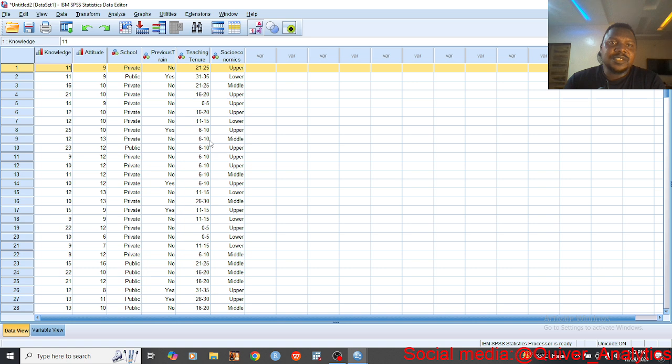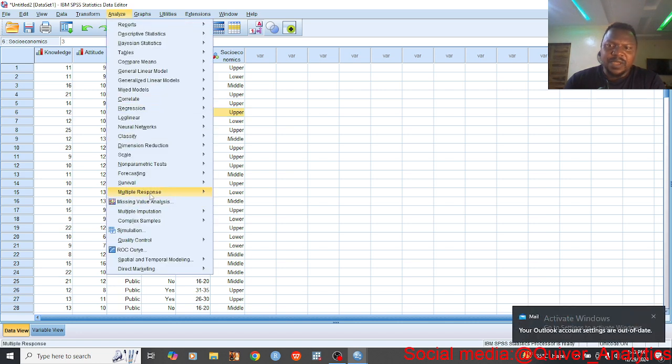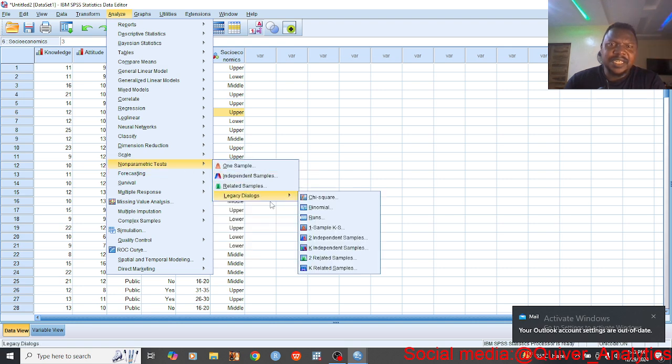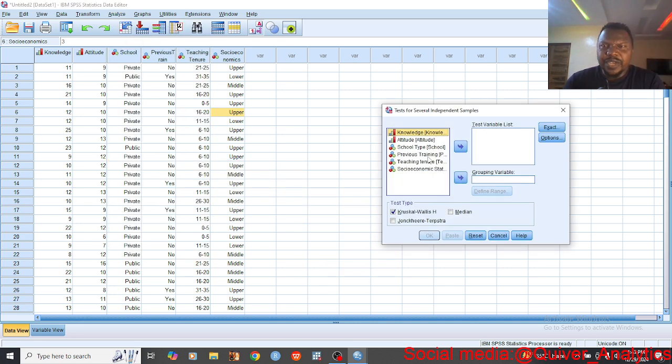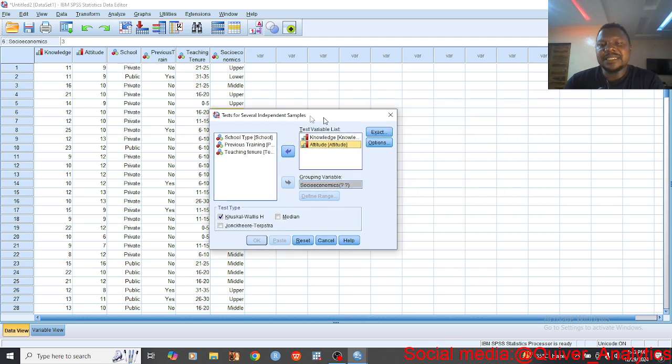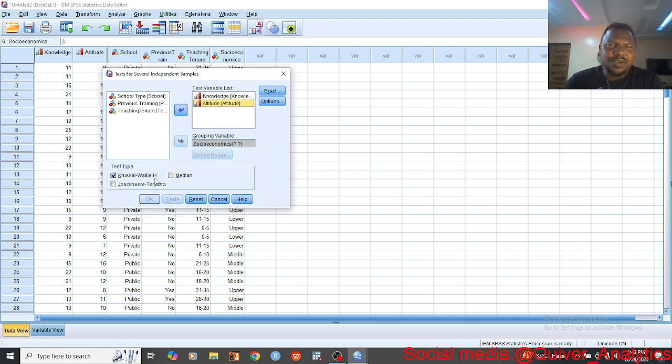All right, so let's go straight into it. We go to Analyze, Non-parametric Tests, Legacy Dialogs, and you can see K Independent Samples. Here the grouping variable is going to be socioeconomic status, and the test variables are knowledge and attitude. You can see Kruskal-Wallis H is selected.